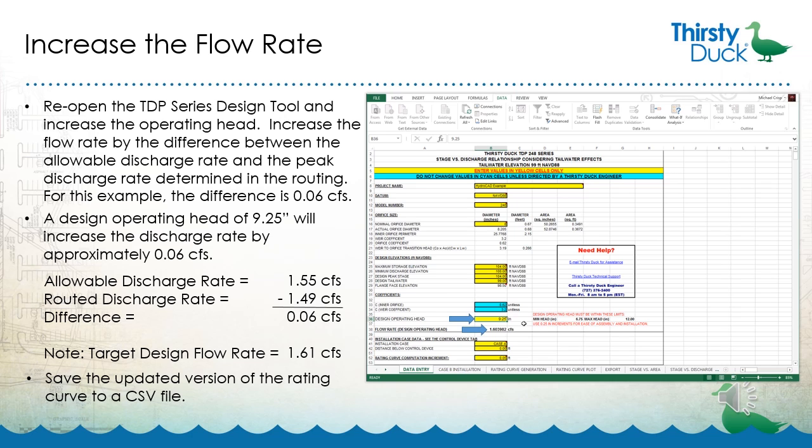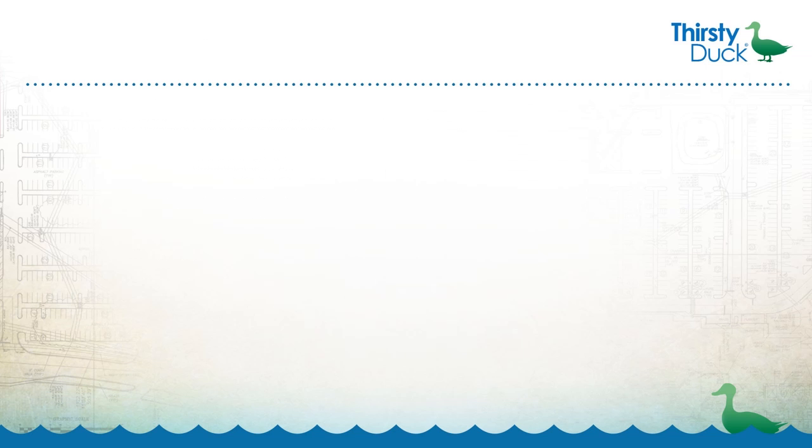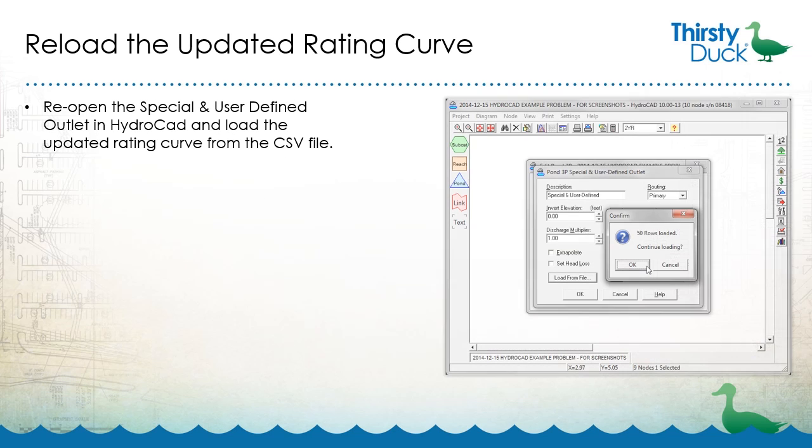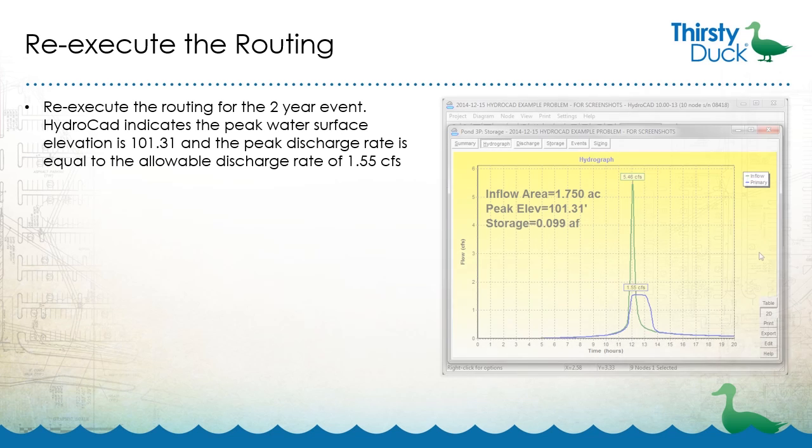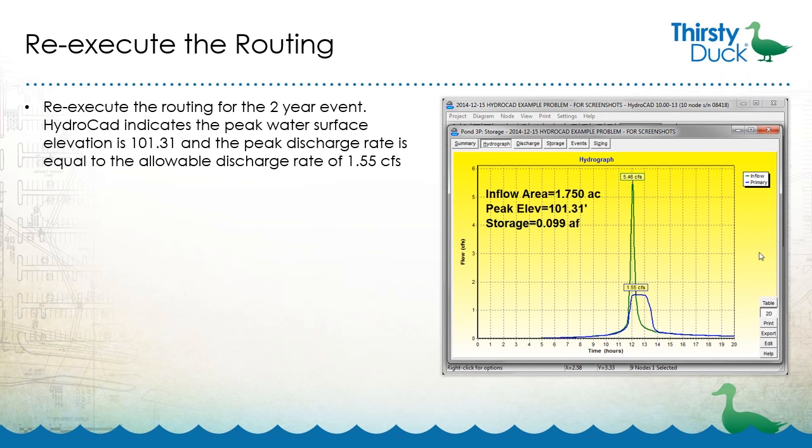Save the updated version of the rating curve to a CSV file as shown earlier in this tutorial. Reopen the Special and User-Defined outlet in HydroCAD and load the updated rating curve from the CSV file. Re-execute the routing for the 2-year event. HydroCAD indicates the peak water surface elevation is 101.31 and the peak discharge rate is equal to the allowable discharge rate of 1.55 CFS.